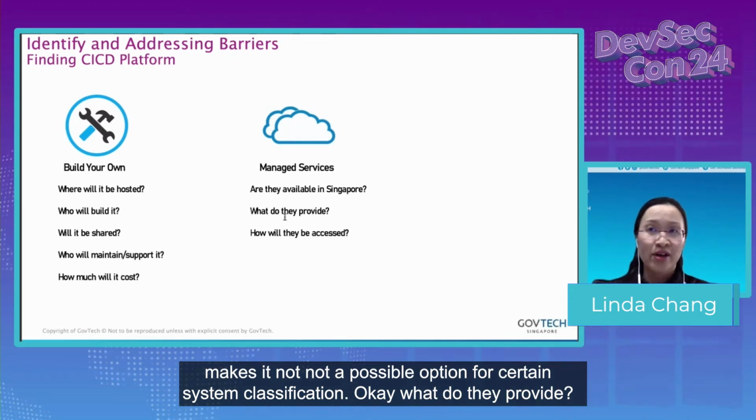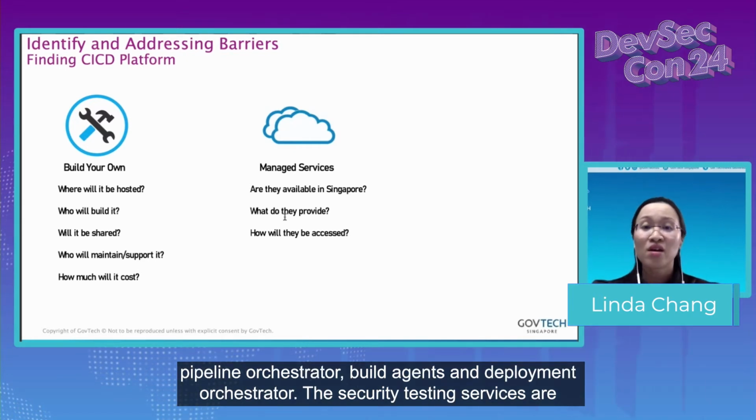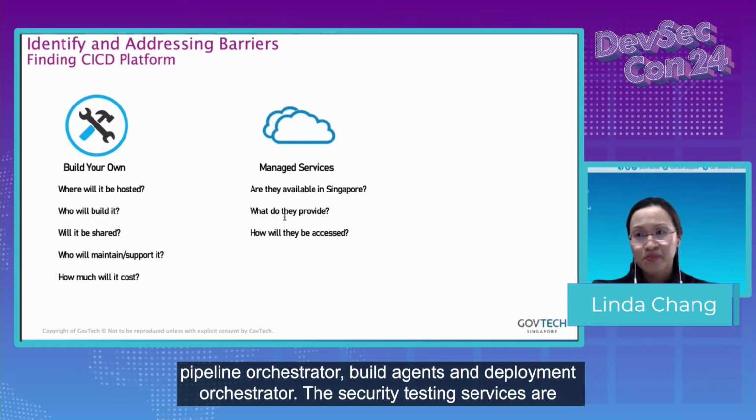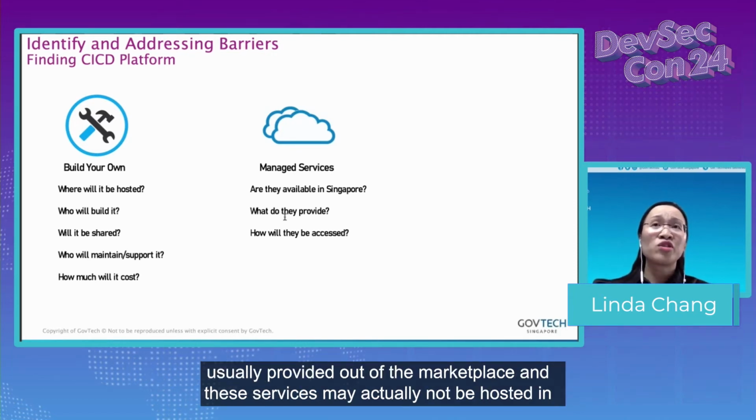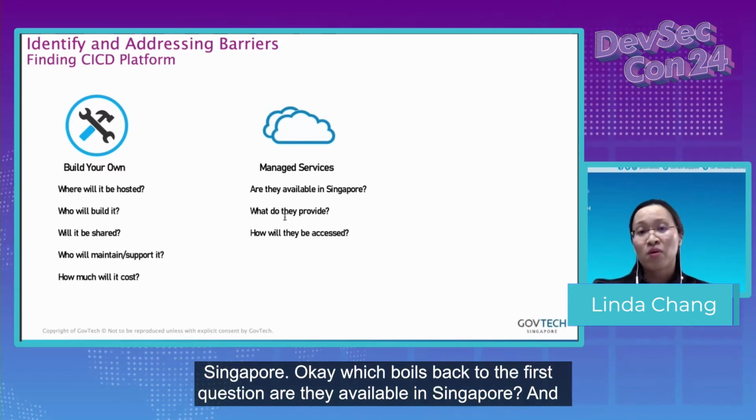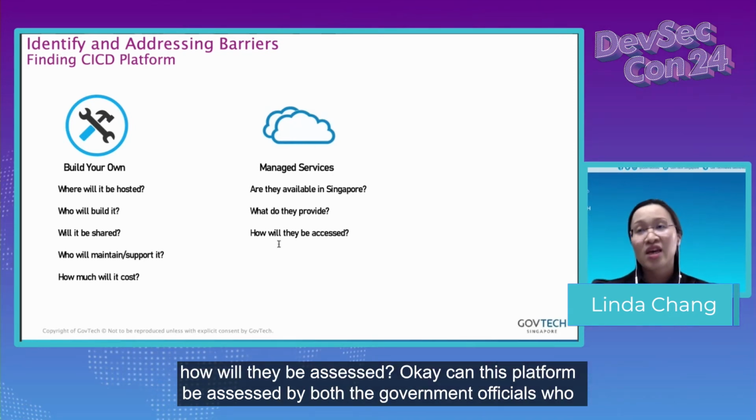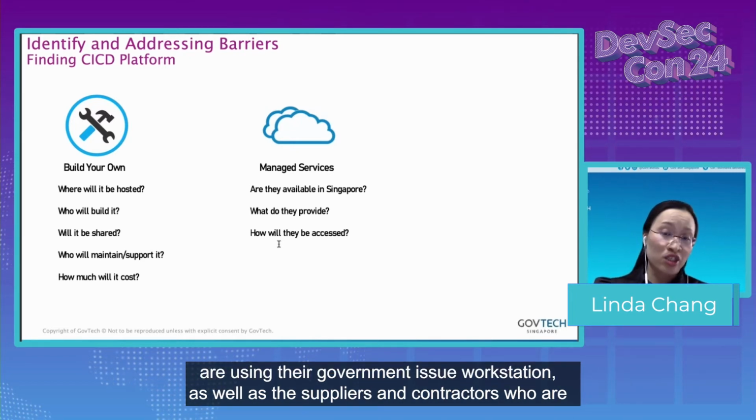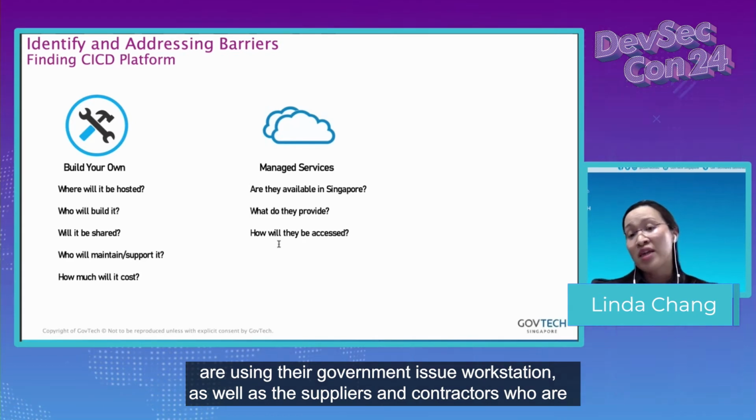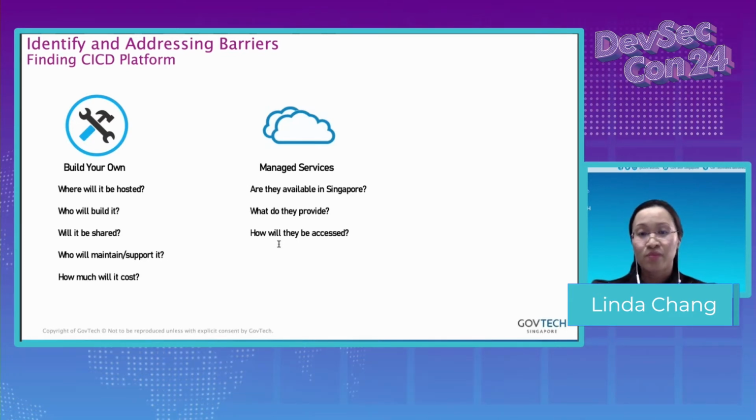Okay, what do they provide? Cloud service providers such as Azure, Google Cloud, and AWS do provide source code repositories, pipeline orchestrators, build agents, and deployment orchestrators. The security testing services are usually provided out of the marketplace, and these services may actually not be hosted in Singapore. Which boils back to the first question, are they available in Singapore? And how will they be accessed? Can this platform be accessed by both the government officials who are using their government-issued workstations, as well as their suppliers and contractors who are using internet-accessible laptops, but without access to the government enterprise network?